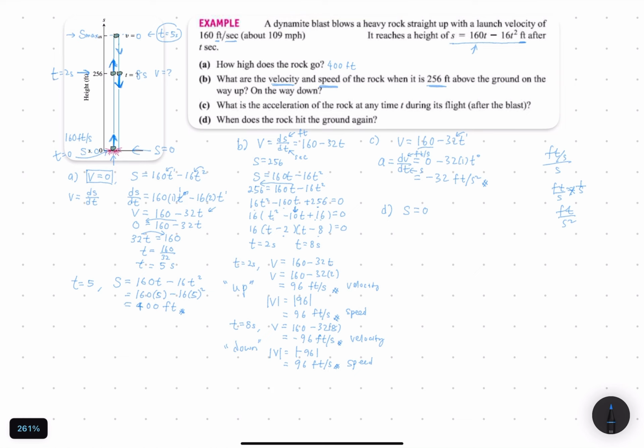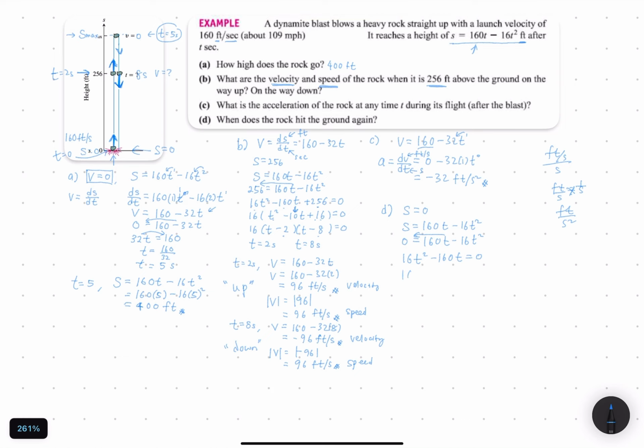So again, we use back the s equation that we have, 160t minus 16t squared. For this one, we substitute the s with 0. So we got this equation. I rearrange, moving everything to the left-hand side: 16t squared minus 160t equals 0.